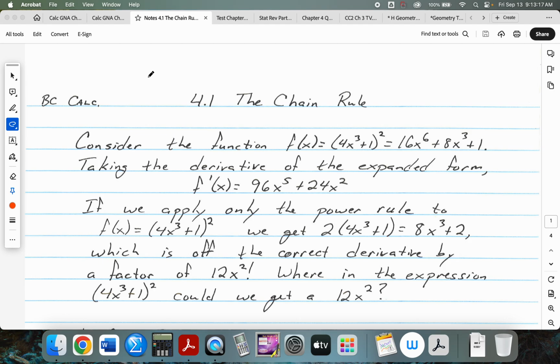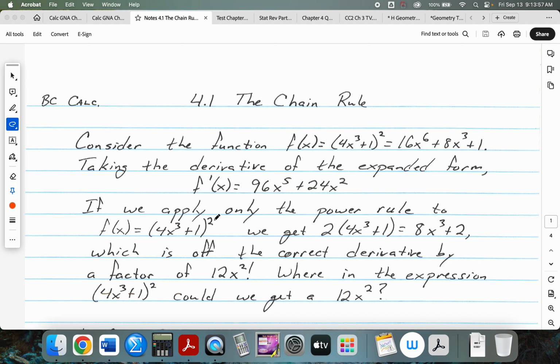So consider the function f of x is equal to (4x cubed plus 1) quantity squared, which if you expand it is 16x to the 6th plus 8x cubed plus 1. Now, if I take the derivative of the expanded form, it's pretty easy. I'm just using the power rule and the constant multiple rule and the sum and difference rules. Sounds like a lot, but I think you're pretty comfortable with it already. And that gives us 96x to the 5th plus 24x squared.